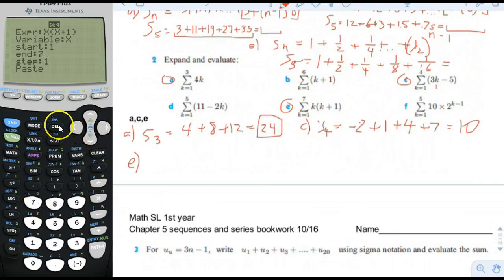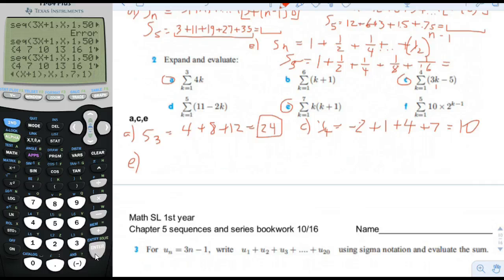And then the step size is going to be 1. Normally it's always going to be 1. And then you're going to do paste, and that's going to generate, it already generates the sequence for you. Isn't that great? And then you want to add up that sequence of 7 numbers.